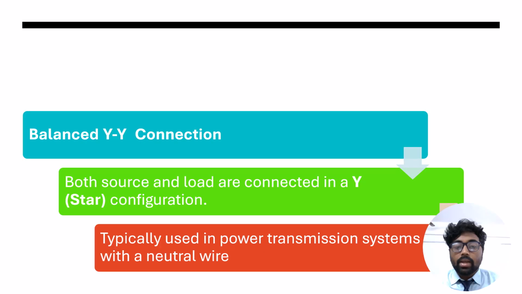Then my next slide is balanced YY connection. If we look at my slide, you can see the YY connection system. The YY connection system is a source and load connection system. Here both source and load are connected in Y configuration, typically used in power transmission systems with a neutral wire.